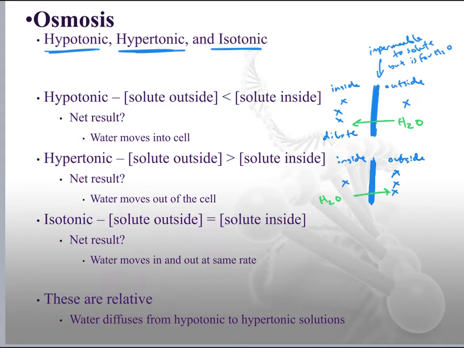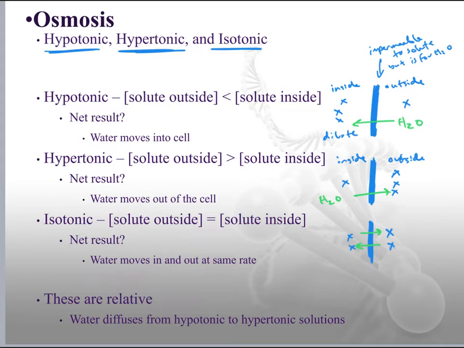We could have a situation where we have something called isotonic. That's where the concentrations inside of the cell and the outside of the cell are the same. It's not that water doesn't move anymore, it's just that water moves in the forward direction and the reverse direction at the same rate. So it doesn't change.